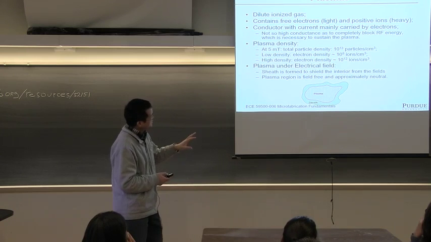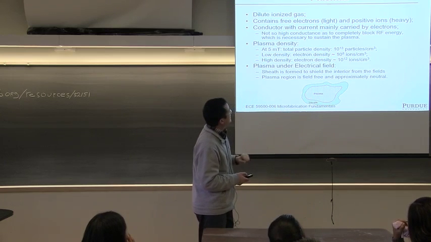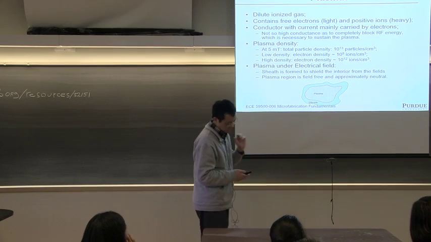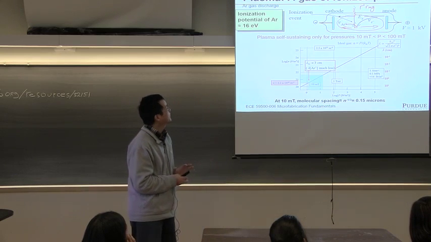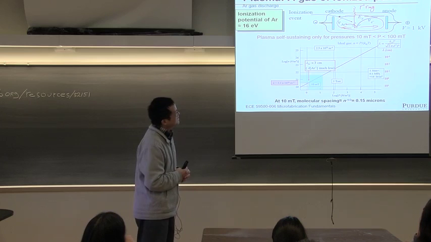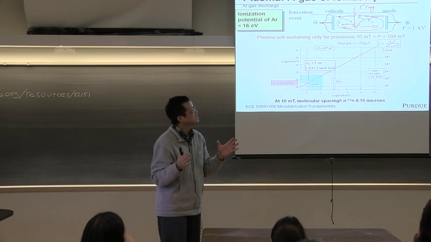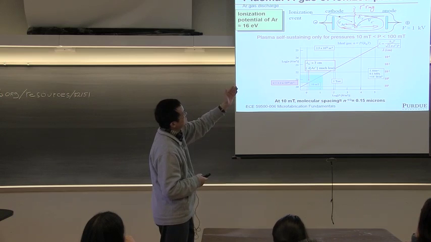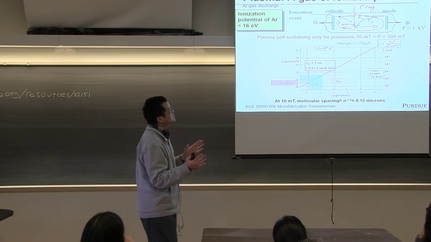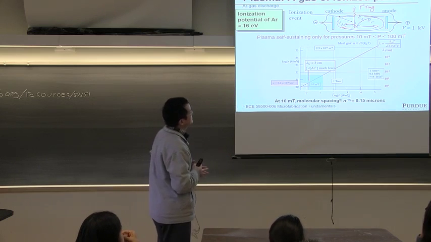We also want to show that the sheath is formed to shield the interior from the fields. And the plasma region is actually field-free and approximately neutral. We'll try to understand what this means. So let's look at one of the plasmas. Typically, in order to sustain the plasma, you need a pair of electrodes, which we call either cathode or anode. What it does is establish a field so that a charged particle can see the field once it is ionized.